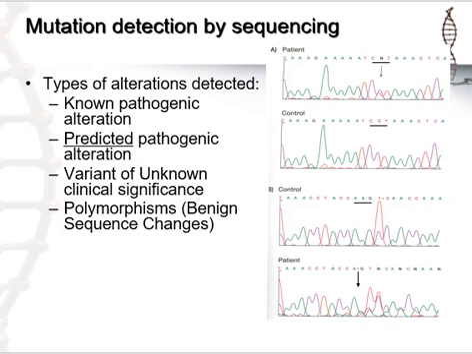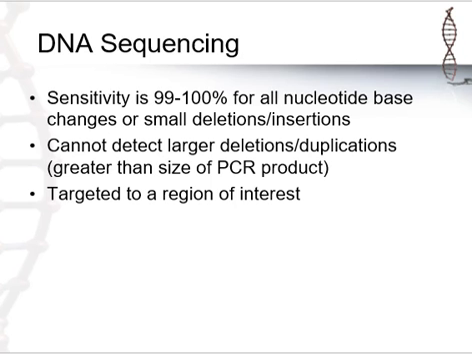And then my all-time favorite is a variant of unknown clinical significance. There's a change, and it may be a problem or it may not. This is probably the most difficult thing. And then finally, polymorphisms. The more we do this DNA sequencing, the more we're realizing that, again, we're all 99.9% similar, but there are small changes between us, and most of them do not cause a problem.